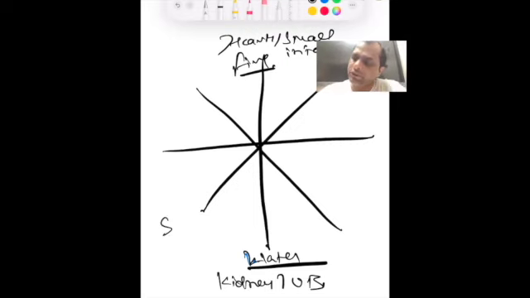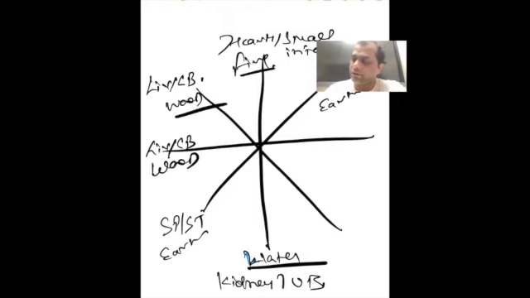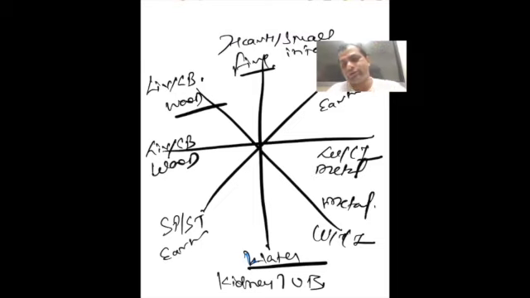The meaning of earth will be spleen and stomach. The meaning of wood will be liver and gallbladder. And the meaning of metal will be lungs and large intestine. This is the meaning of metal.